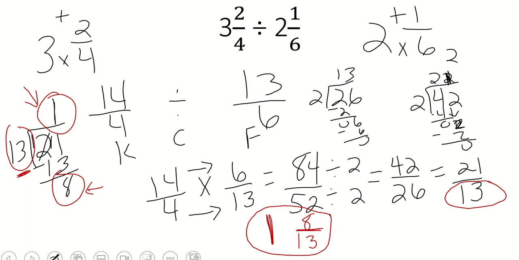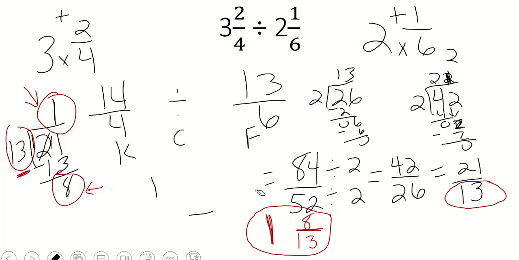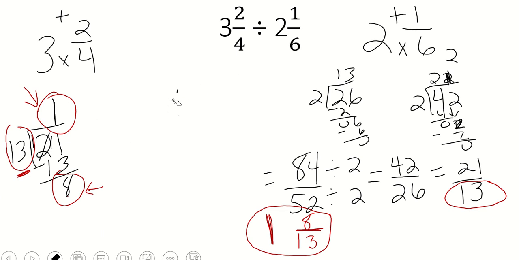So 21 divided by 13 will give you 1 point. Let me erase some of this. Okay, your calculator would have given you 1.615. Okay, so that's your whole number. Then you would need to change the rest of this back into a fraction.